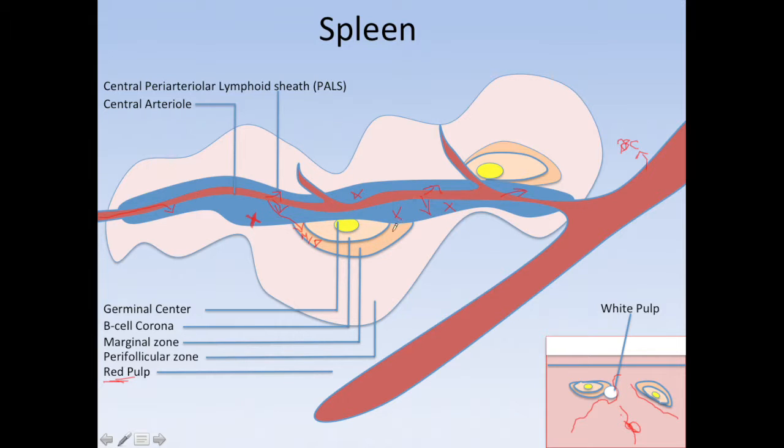And also a little bit in the marginal zones, but barely so. And so they get activated into the effector T cells. Again, those are helper T cells, regulatory T cells, memory T cells, and also cytotoxic T cells.